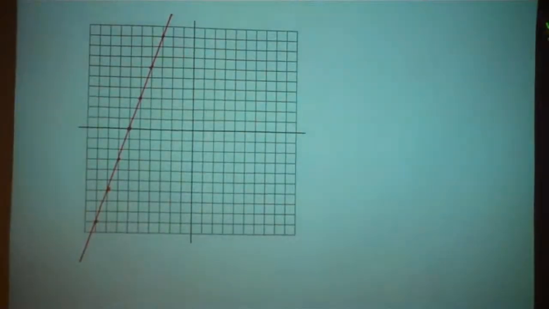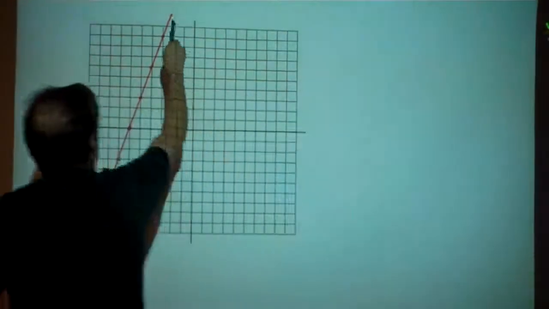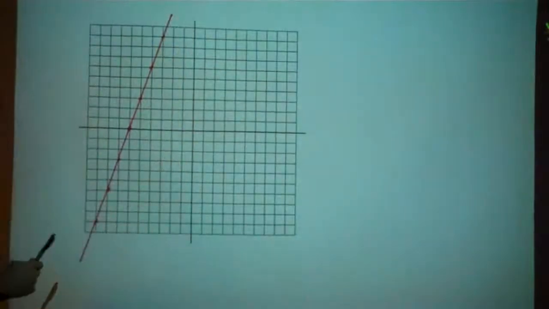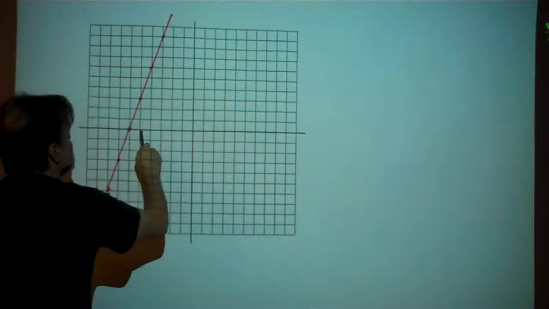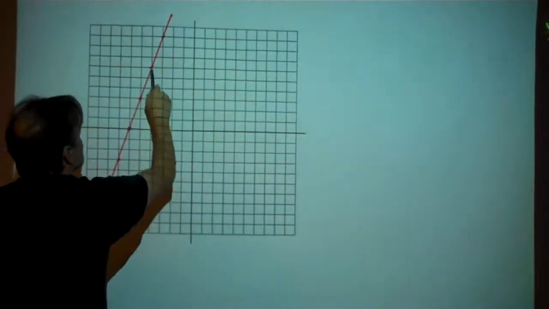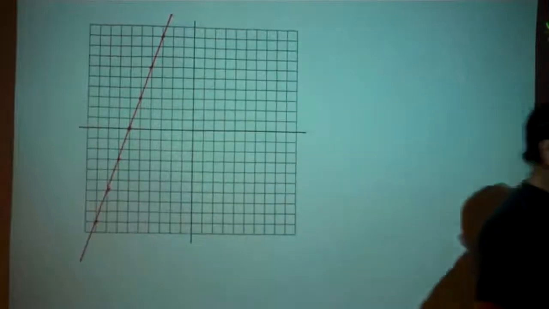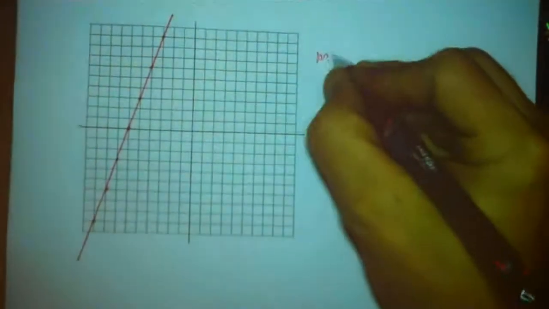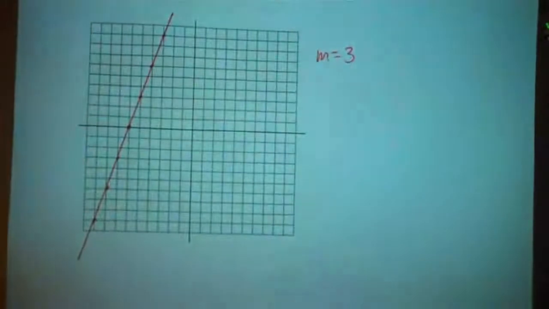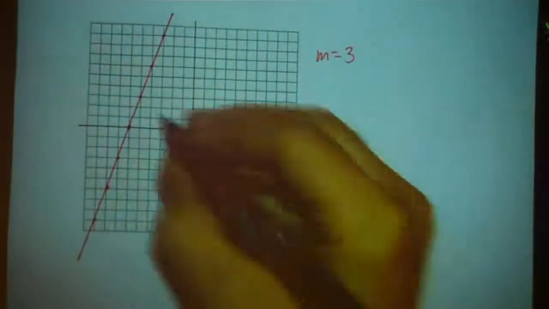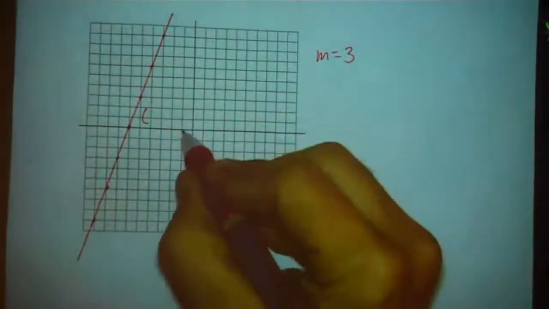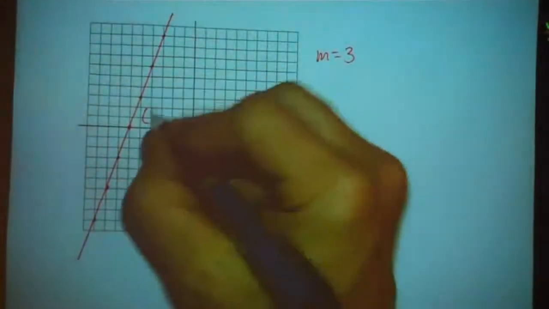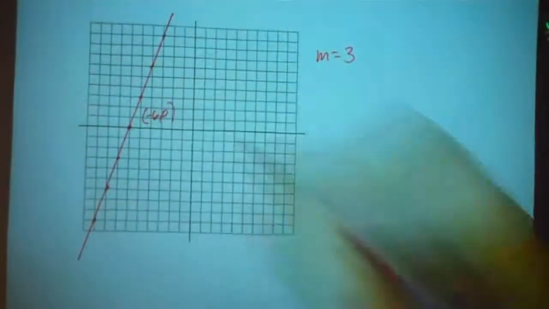Well, this is another line where I can tell that my y-intercept is up here somewhere, but I can't tell exactly what it is. I do know what the slope is. As x increases by 1, y increases by 3, x increases by 1, y increases by 3. So I know that the slope of my line is 3. And I know that my x-intercept here is... what point is this? This is 1, 2, 3, 4, 5, 6. So this is the point negative 6, 0.